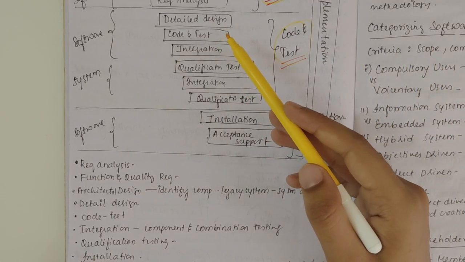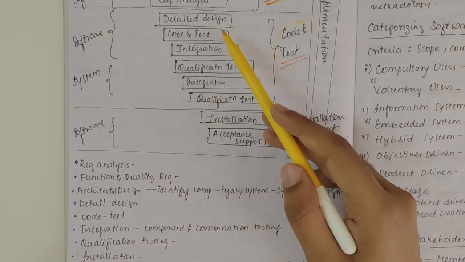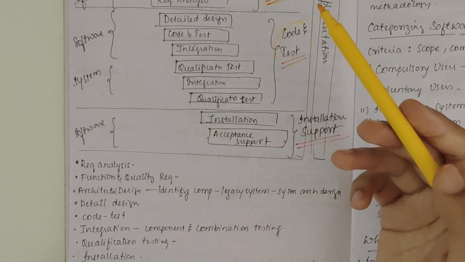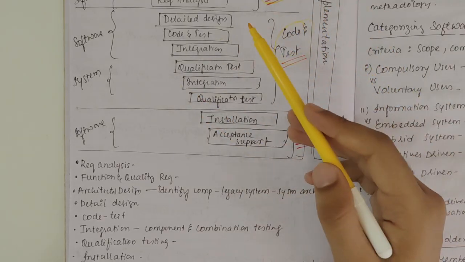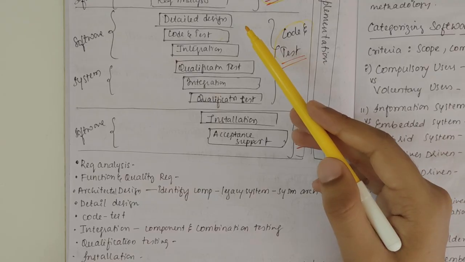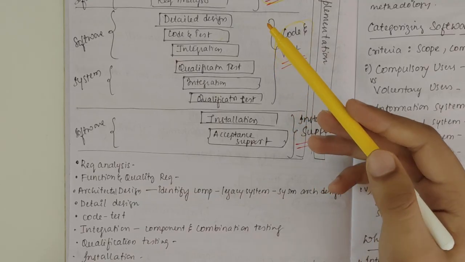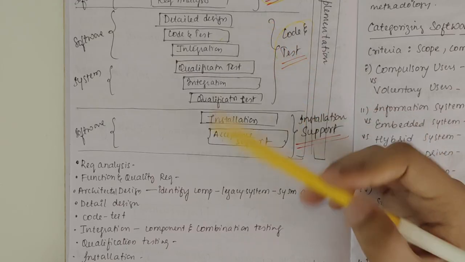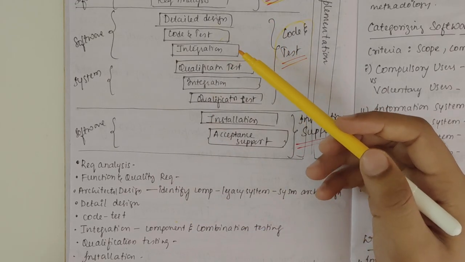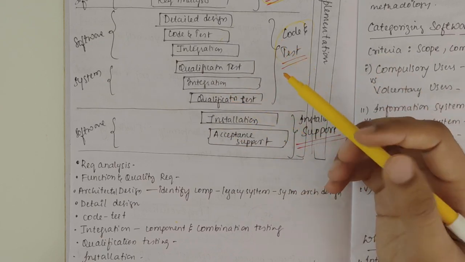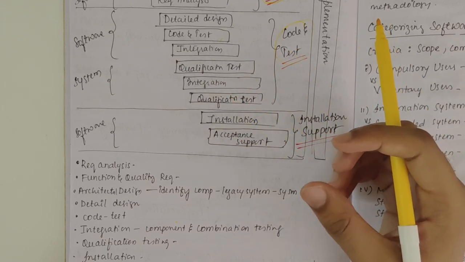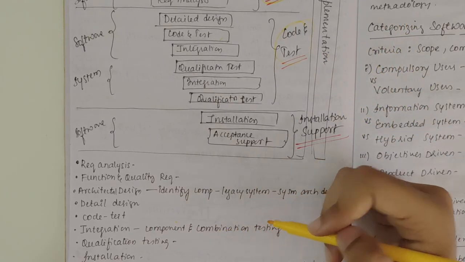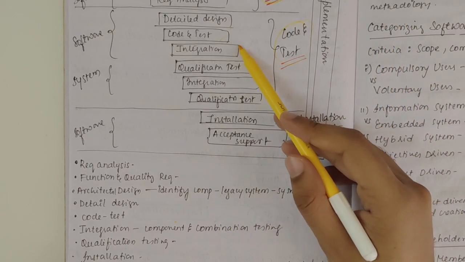Then we code and test. We write the code for each software unit, and then we perform initial testing, that is to debug if there are any individual errors in the units which we have written. Then we have integration. In integration we have two types of testing, that is component testing and combination testing. In component testing we check each component to see if it works properly or not. Then we combine all these components and check them. That comes under combination testing. That is how integration is done.